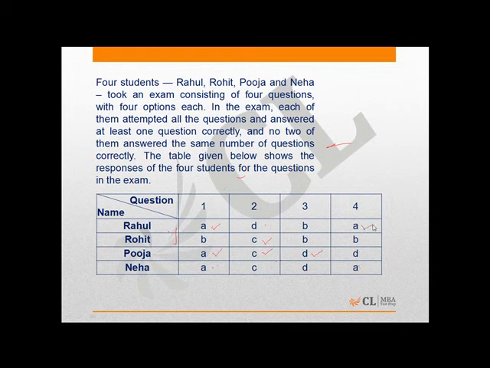Rahul has answered only the first question correctly. We see that Rahul in all answered two questions correctly. Rohit answered only one question correctly. Pooja answered three questions correctly. And obviously Neha answered four questions correctly. Since we have this, we can proceed with the questions.